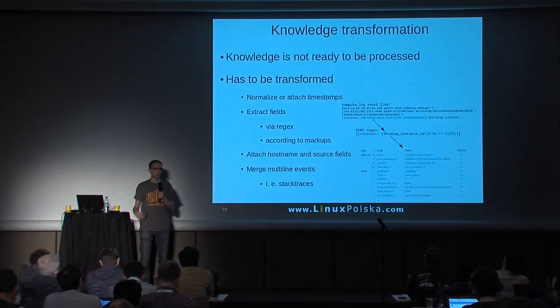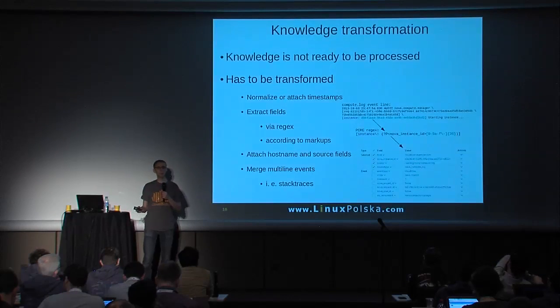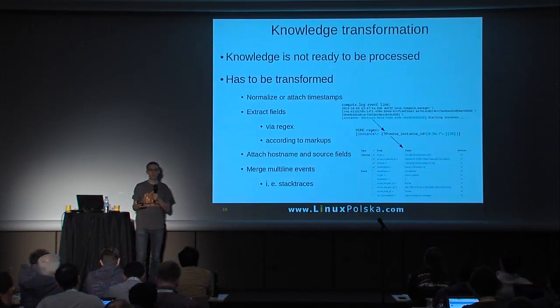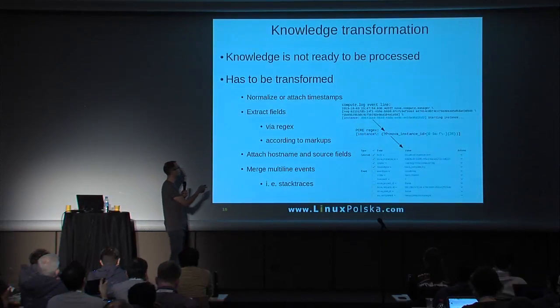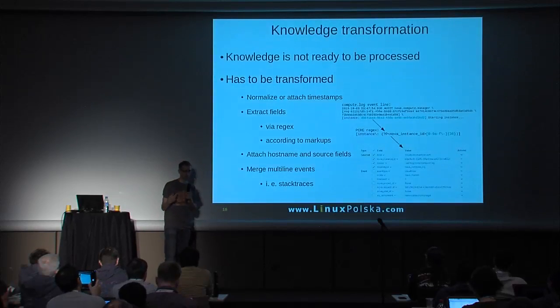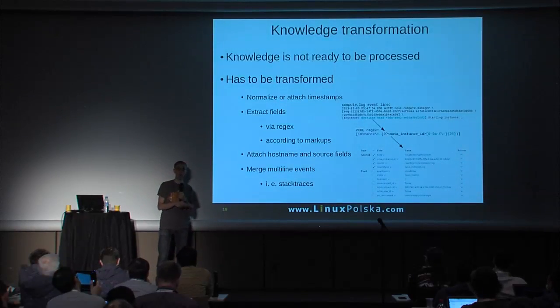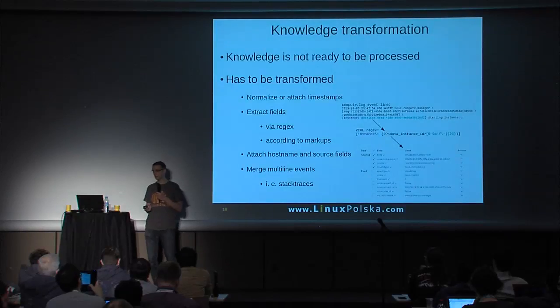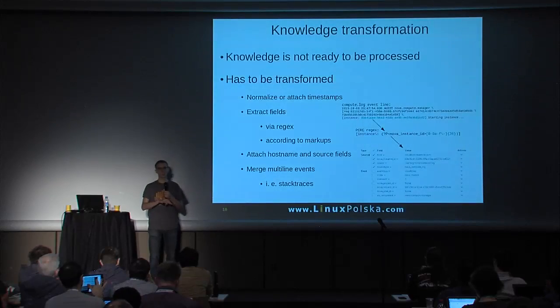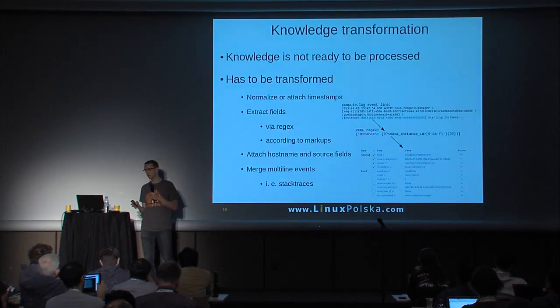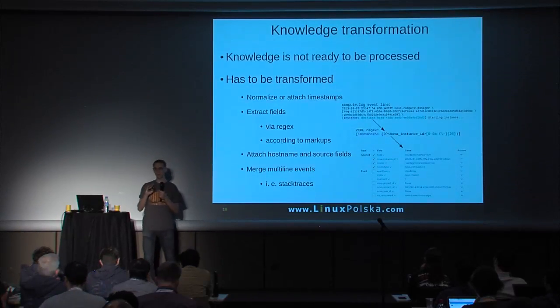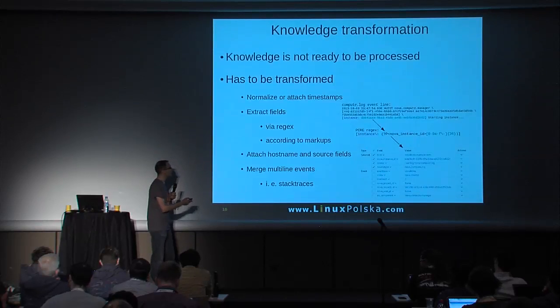Another step in order to build a good troubleshooting platform is to transform the knowledge. And this process of transformation usually starts with normalizing or attaching timestamps. If there is no timestamp in the event, we just need to attach one. But if there is, we need a normalization. Different services, different operating systems, different devices are using different formats. So we want to use just one when we are looking for something.